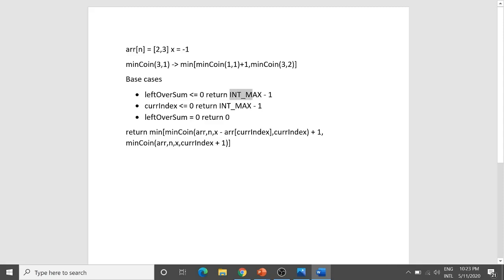What does this int max minus 1 state? It states that if you are left with any sum or amount which is less than 0, you need to have an infinite amount of coins to make that sum possible. Or what does this return? This returns that the minimum number of coins which I need to make this amount from these denominations is infinite. That's what I did over here.